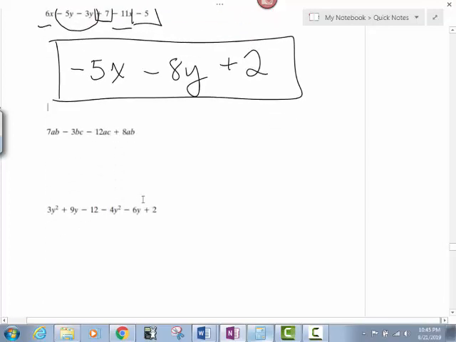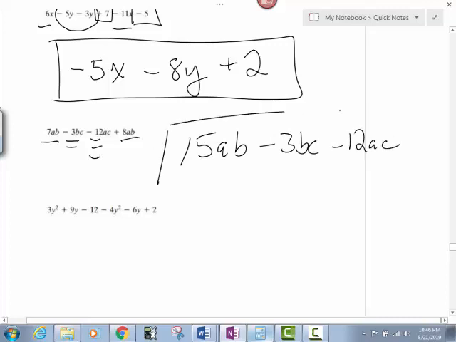All right. For this next problem, I have to again be real careful to make sure I'm combining the ones that I can combine. Here's an ab and here's an ab. 7 plus 8 is 15ab. Neither of these here are like terms with anything else, so I'm just going to write them down: minus 3bc minus 12ac.